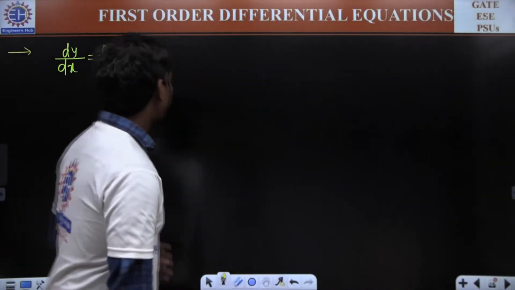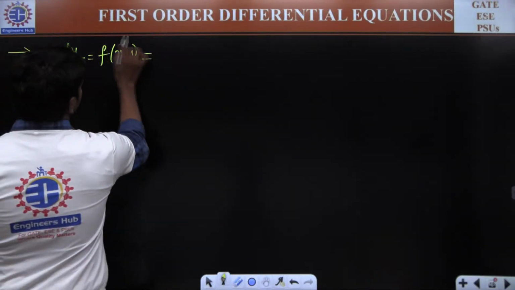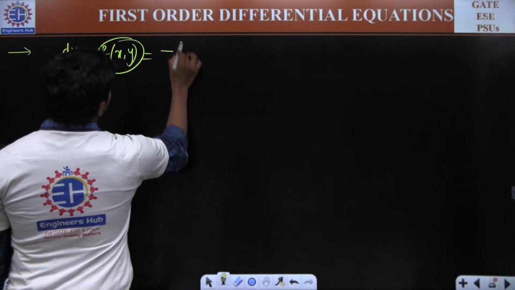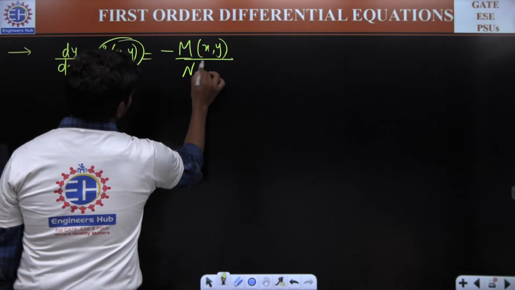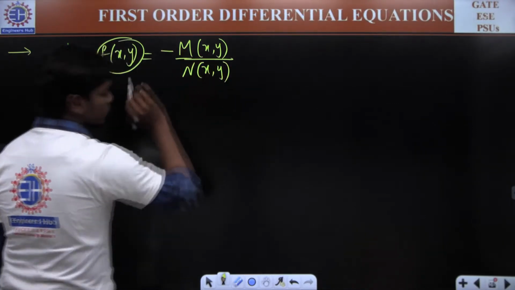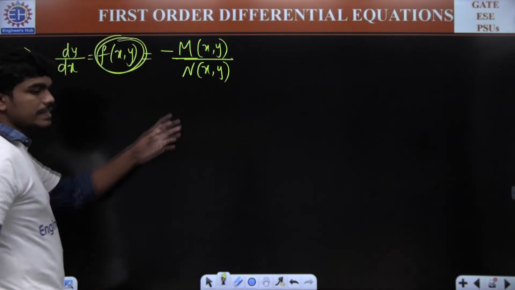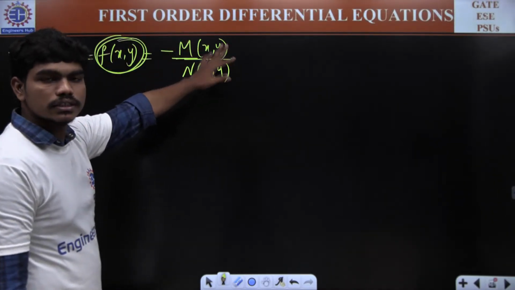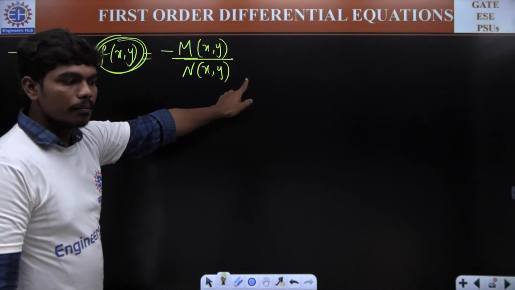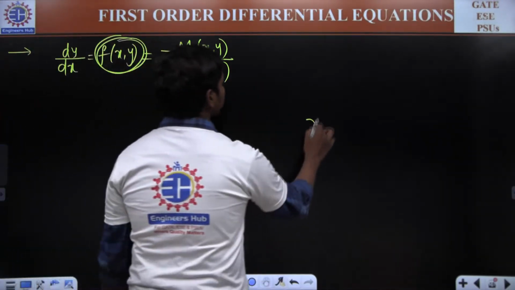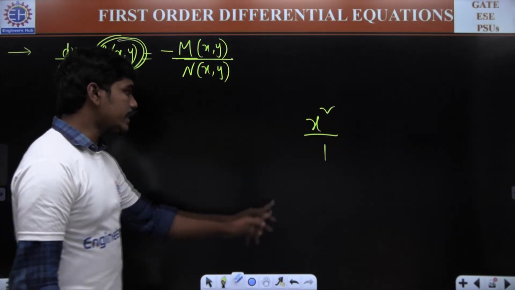So see here, if I write dy by dx is equal to f of x comma y, can I write this function f of x comma y as some ratio of minus M of x comma y divided by some other function N of x comma y? Yes or no? Can I write it this way? This f of x comma y, which is a two variable function, can I write it as the ratio of two functions in this way? Yes or no? Please try to respond. Because if there is only x square or something like that, I can write this as divided by 1. Correct? Can I write this way?